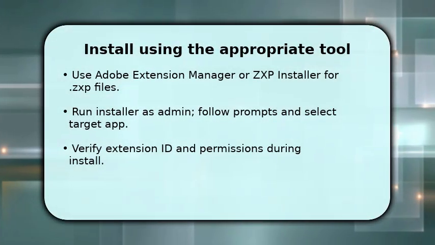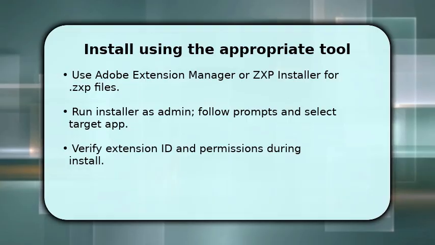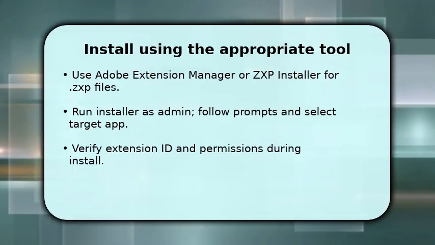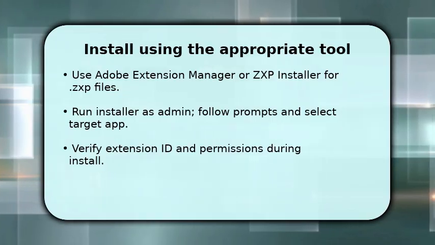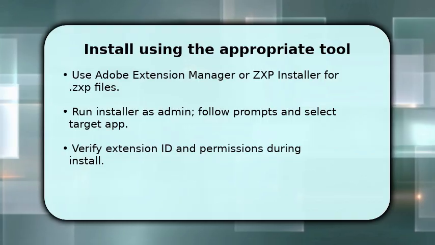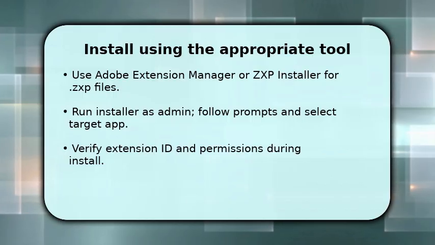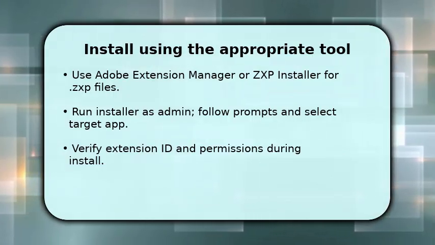Now install with the tool that matches your package. If you have a ZXP, open Adobe Extension Manager or run the ZXP installer. If it's an exe/pkg, run the native installer. Run the installer as an administrator to avoid permission blocks, then choose the target Adobe apps and versions when prompted. Pay attention to extension ID and permission scopes so it can access media and panels.